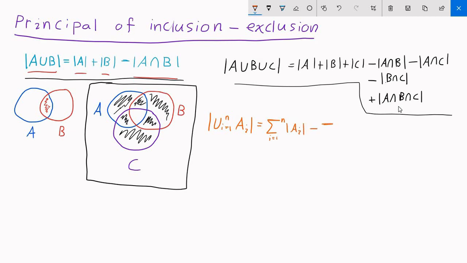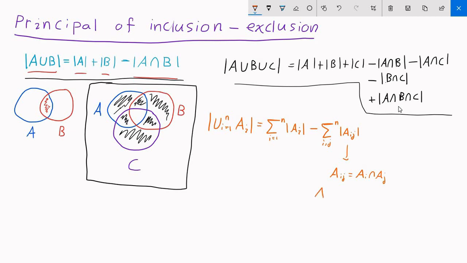It's then going to be, you're going to subtract from that the sum over all pairs i and j, of course going up to size n, of each of the pairwise intersections A_ij. So I'm using a notation here just to make things a bit cleaner. When I write a subscript ij, what I really mean is A_i intersect A_j.